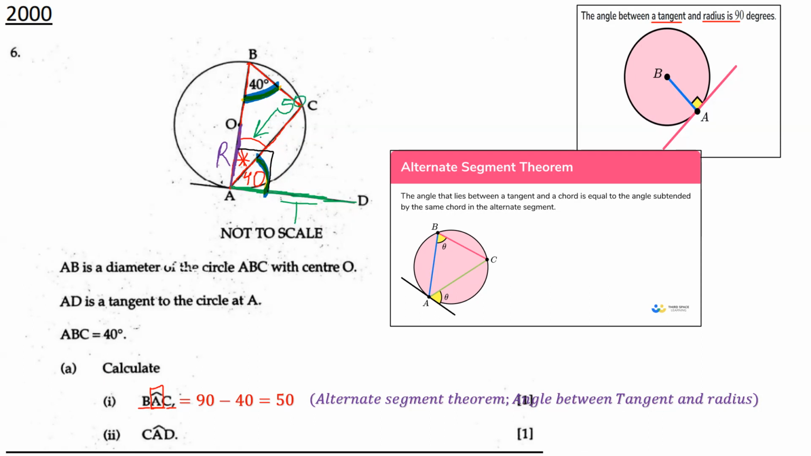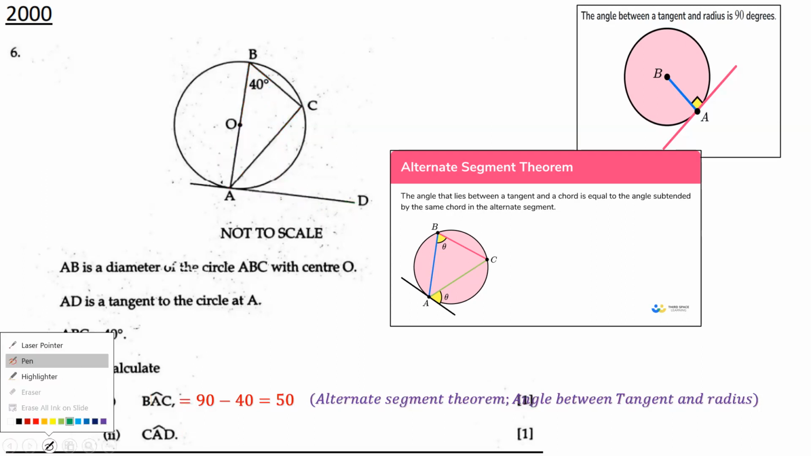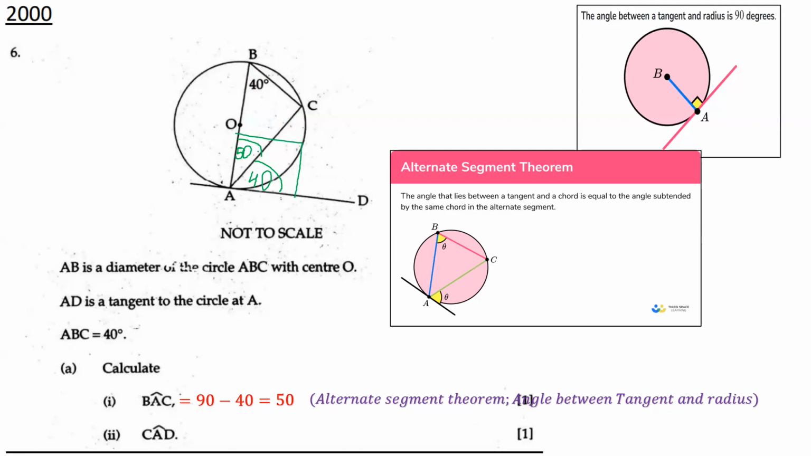So altogether, let me erase everything so you can see it clearly. Again, this part right here is 40 because of the alternate segment theorem. And this part right here is 50, because when you combine them in totality, they should add up to 90 degrees. 50 plus 40 should give you 90. All right, so that's that.